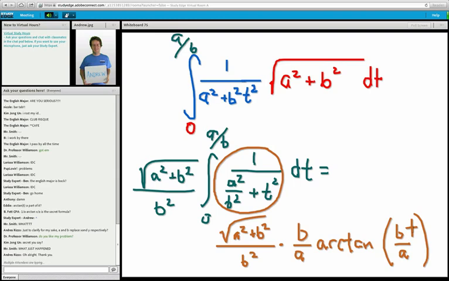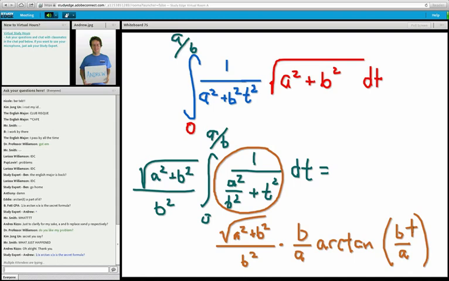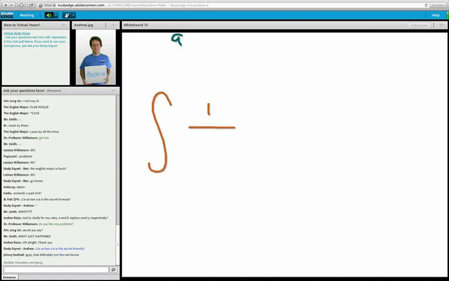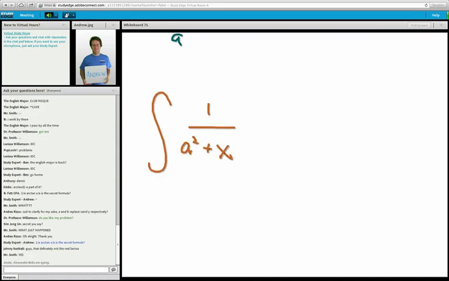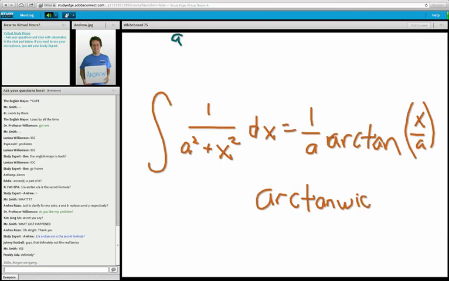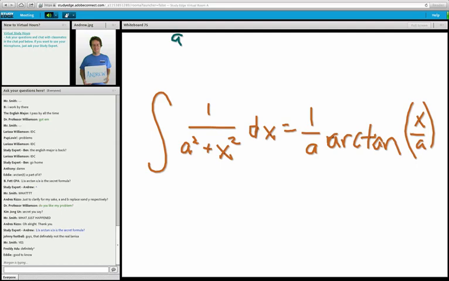Boba Fett told you to use what I like to call the arctanwich, or he said the secret formula. If you want to write this one down, I recommend you do. The integral of 1 over a squared plus x squared dx is 1 over a arctangent of x over a. You need to know this integral in order to do this problem. Otherwise, Wolfram Alpha has to do it for you. This is what I like to call the arctanwich, because there's an arctan in the middle. Cool? That's how you do this problem.